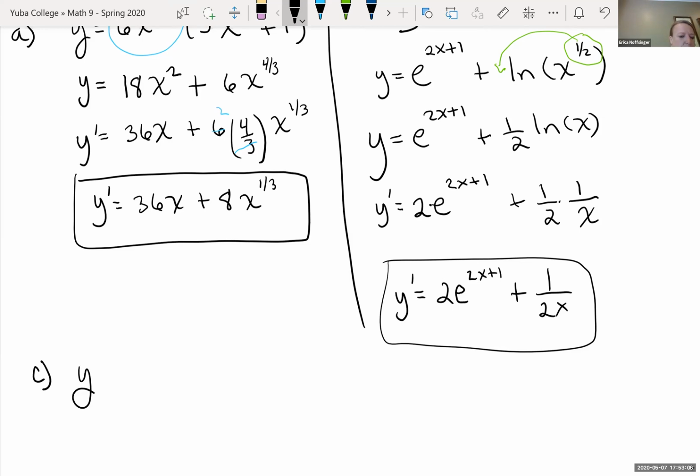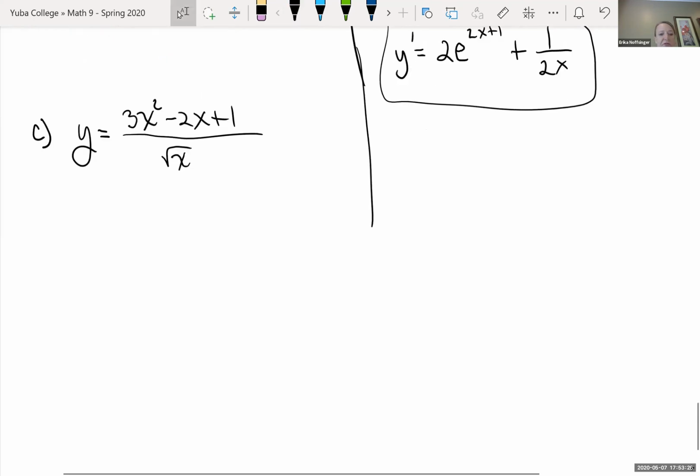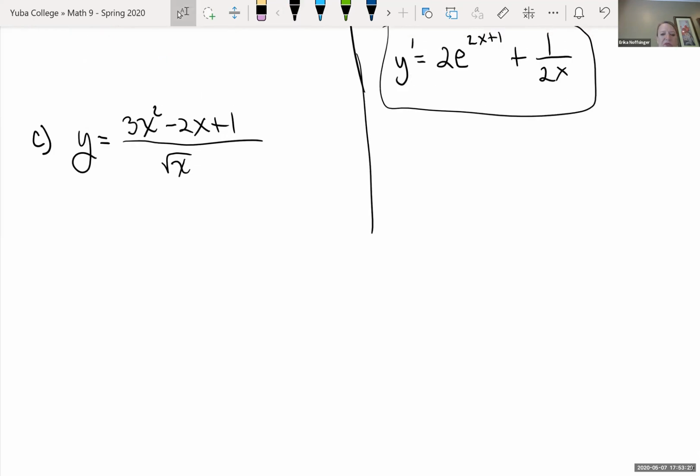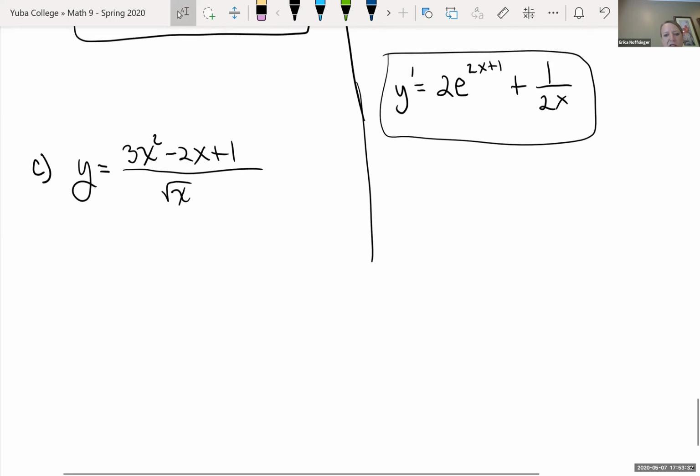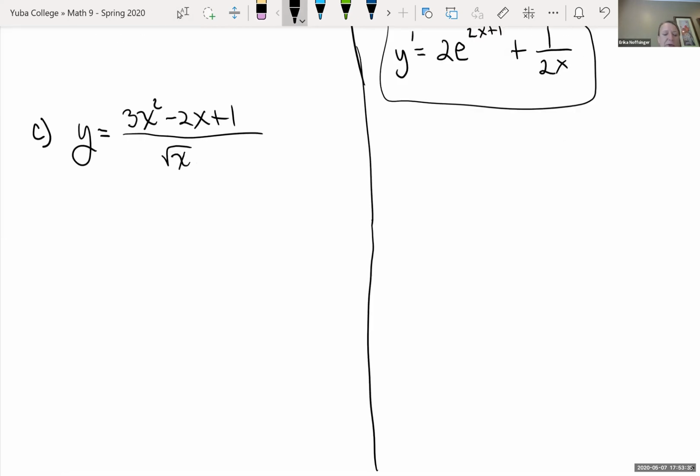So given y is equal to 3x squared minus 2x plus 1, all divided by the square root of x. Okay, so there's multiple ways I see I can approach this problem. I can use the quotient rule, or because we're dividing by one term in the denominator, I also noticed that I could break that up into 3 separate fractions, use rules of exponents so that I can rewrite it where I don't have any variables in the denominator.